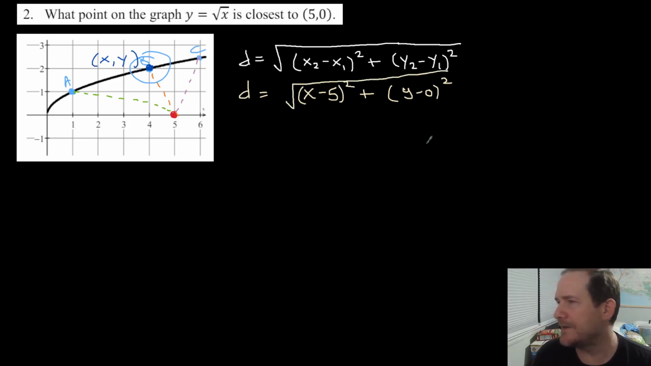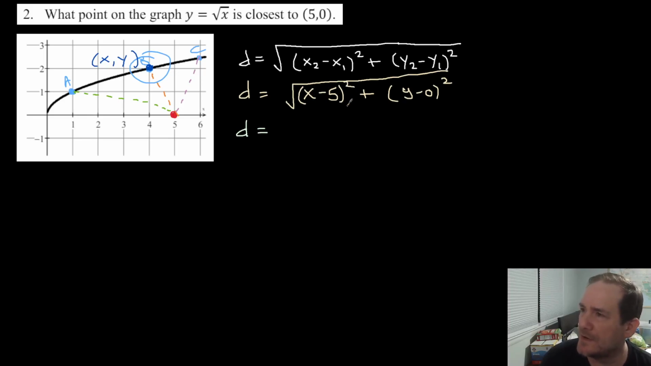And so that, if you start to clean that up, that'll be the derivative of... I forget now, do I want to bother expanding this out? I don't remember. Maybe I don't. I'm going to leave it alone. So it's x minus 5.